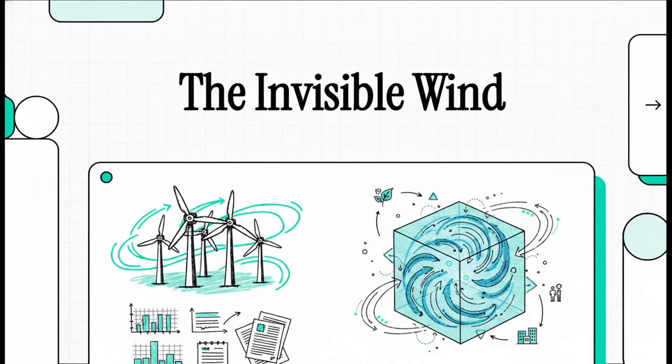But traditionally, they have a huge communication problem. They rely on static tables and super technical reports to explain these dynamic, invisible forces, making it incredibly difficult for everyday non-experts to actually grasp what's going on.